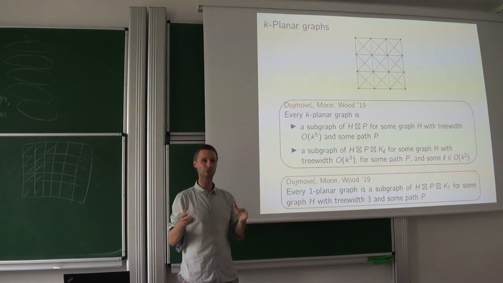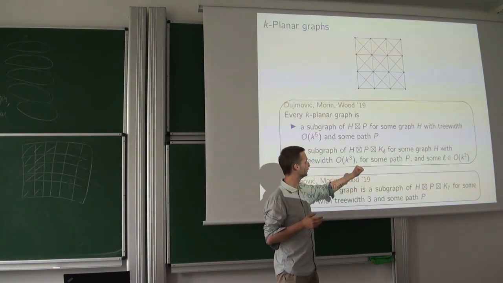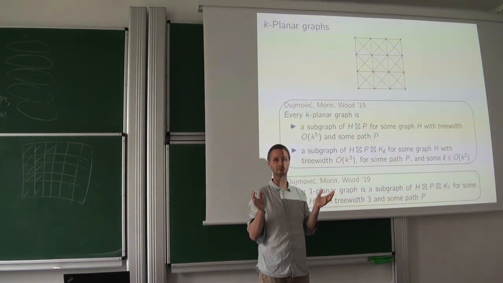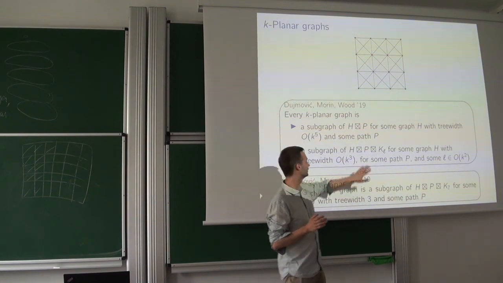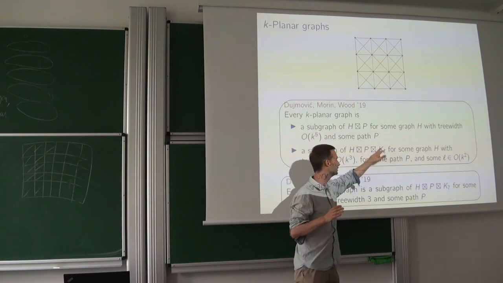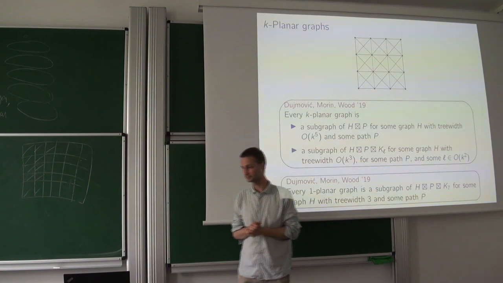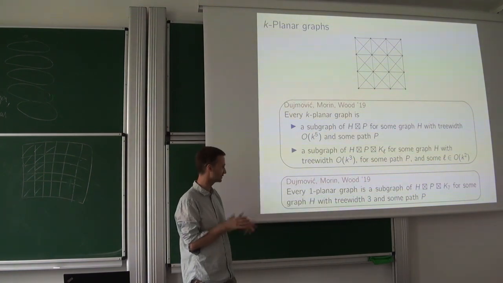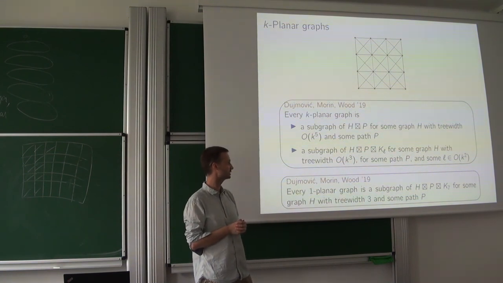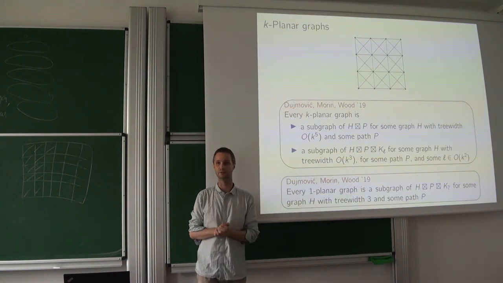It's an open problem to decide whether in this version, you can make it so that H has tree width bounded by a constant, independent of k. So maybe it could be that here you have a bound on the tree width which is independent of k, and you hide all the dependency on k in the clique. That could be the case, that's an open problem. And for one-planar graphs, they optimize the bound, and they get it as a subgraph of H and P times the clique on 7 vertices, where H has tree width 3.